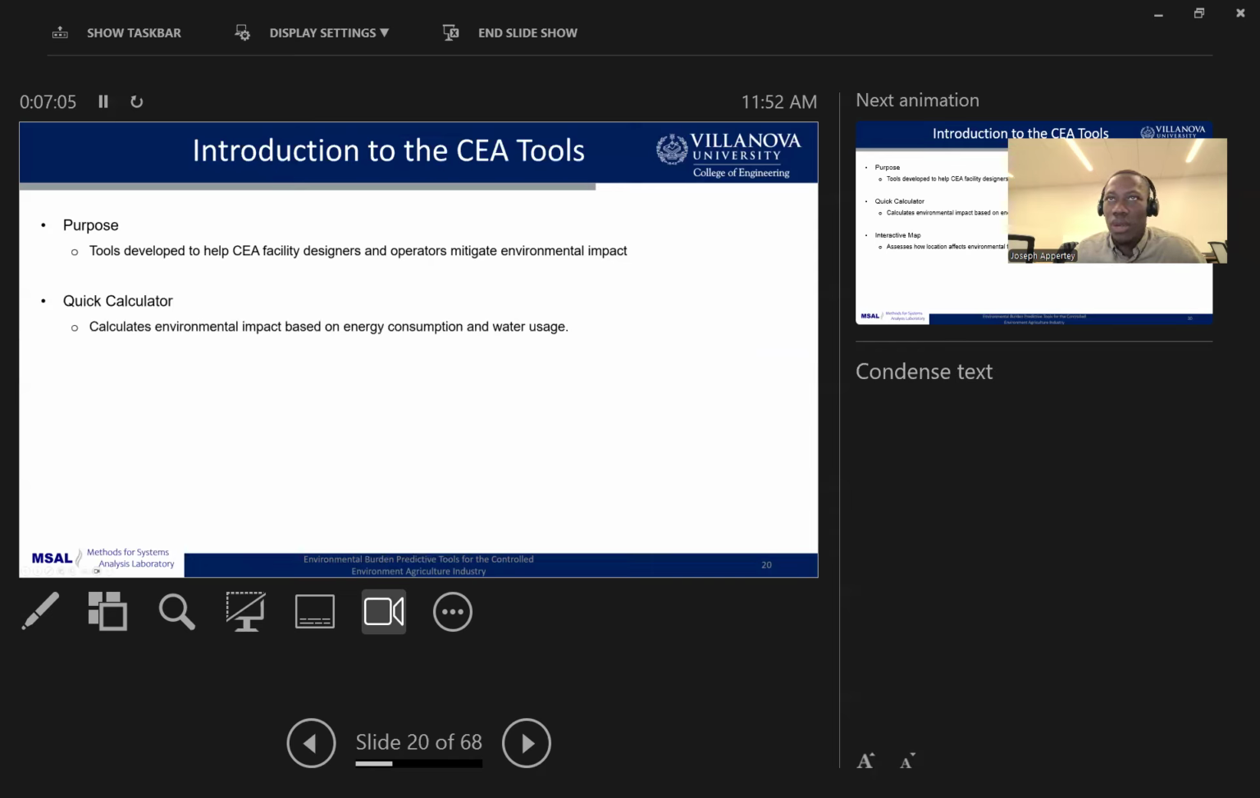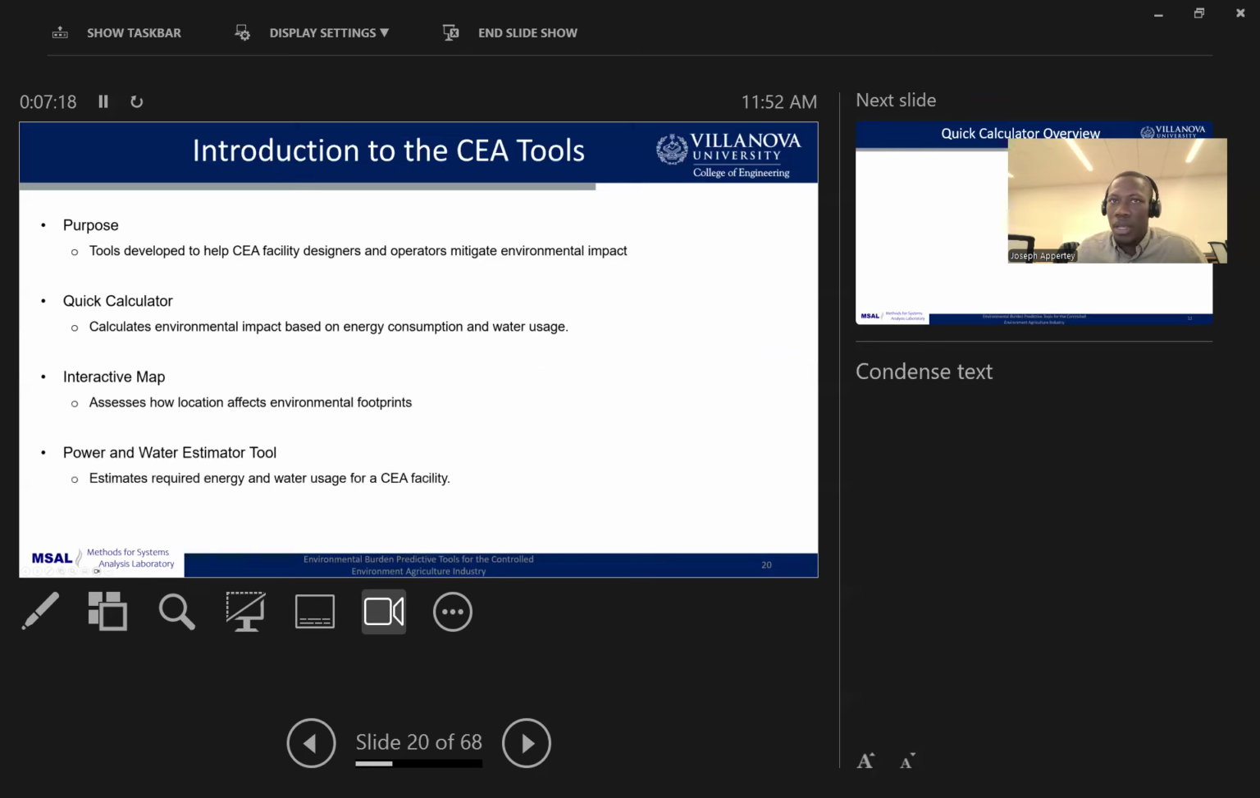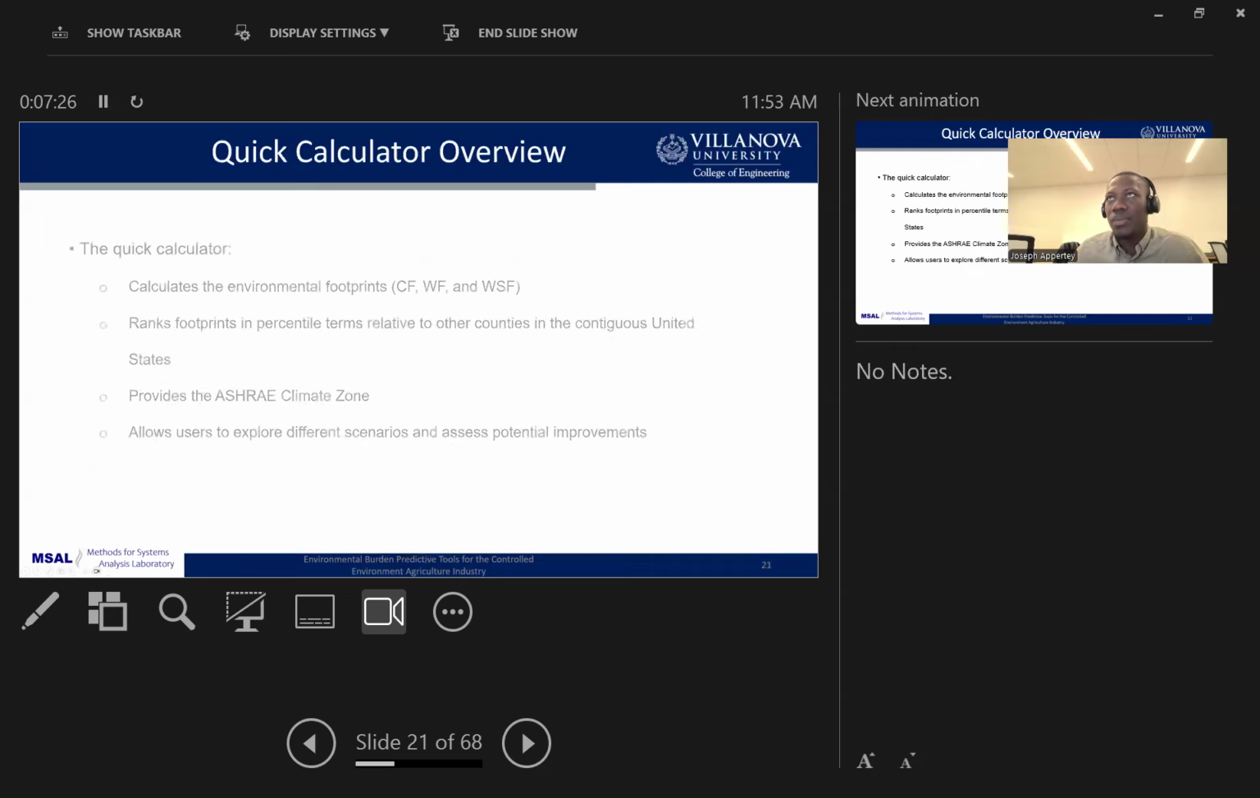So here comes the quick calculator, which calculates the environmental burden based on the energy and power usage. The interactive map helps us visualize our impact and assess how the location affects the environmental footprint. And then the power and water estimator estimates the required amount of energy and water usage necessary for the CEA facilities.